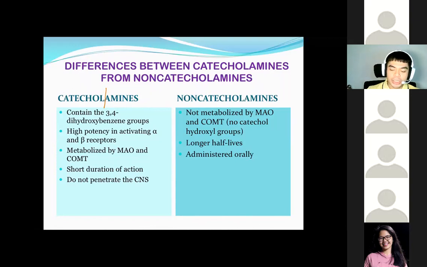Based on chemistry, pag sinabi natin catechol, that is a benzene ring. Ang structure niya ay benzene ring containing two hydroxyl groups that are ortho-positioned. Pag sinabi natin sa organic chem na ortho position, how's the positioning? Is it magkatabi, magkatapat, or alternate?